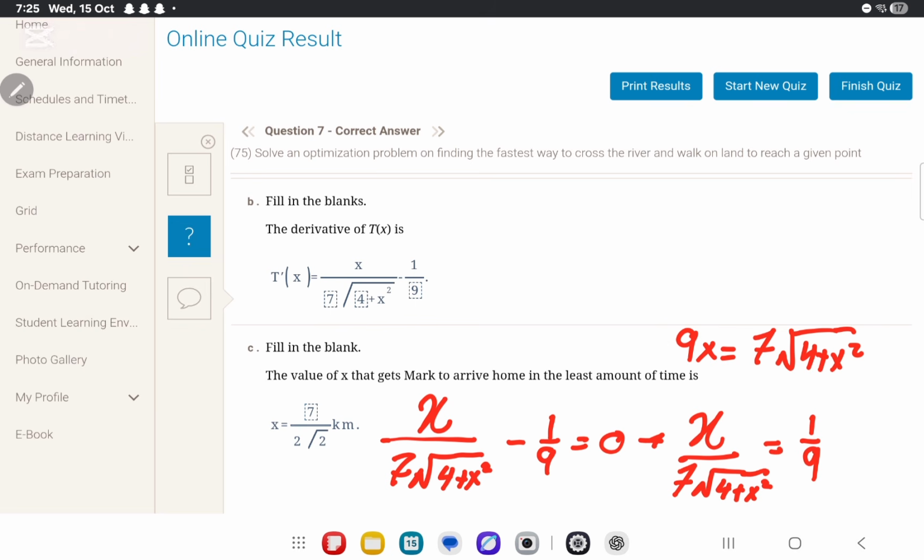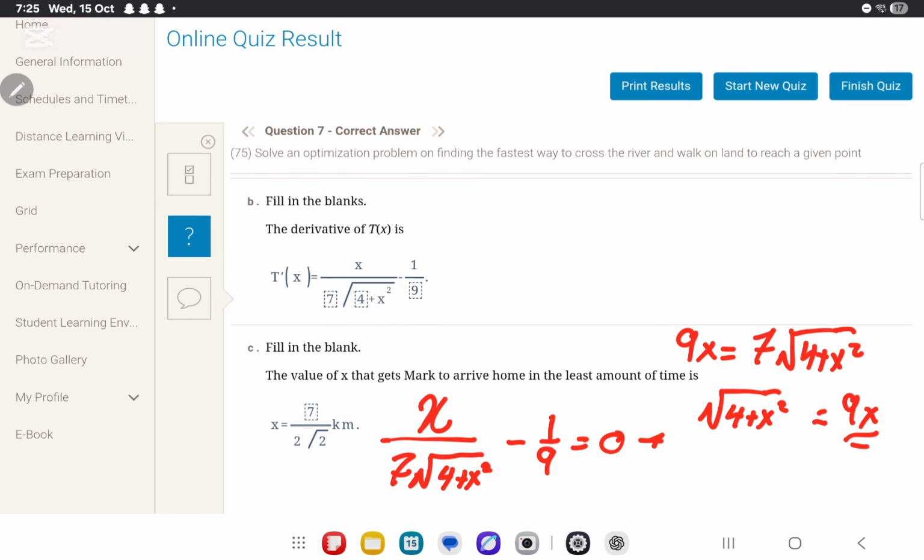Now what I would do is divide by 7 first. So radical 4 plus x squared is equal to 9x over 7. What are we going to do now? We're going to square both sides. 4 plus x squared is equal to 81x squared over 49. So now, am I doing this correctly? One second, will this give me 2 radical 2 on my calculator?